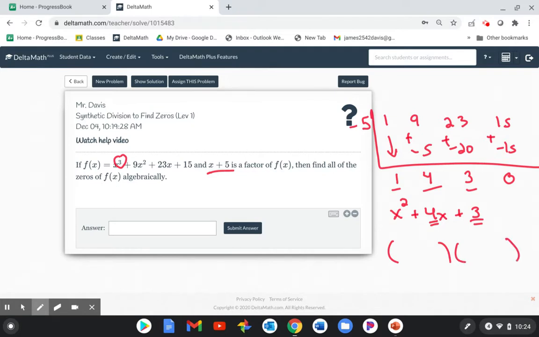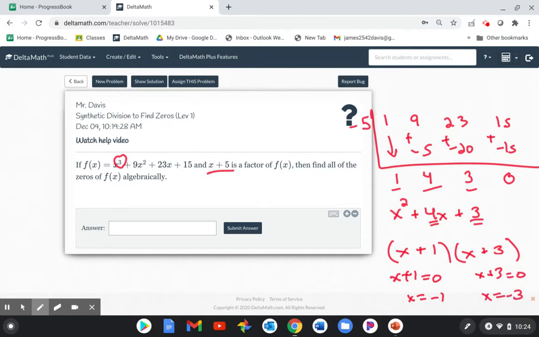This is like the opposite of foiling, kind of unfoiling. Put an x and an x. The two numbers that are going to multiply to give us 3 are 1 and 3. If they're both positive, we add them, we get 4. So that should be good. And then we solve this by setting each of these equal to 0, which is just going to give us the opposite sign. So x equals -1 and x equals -3.